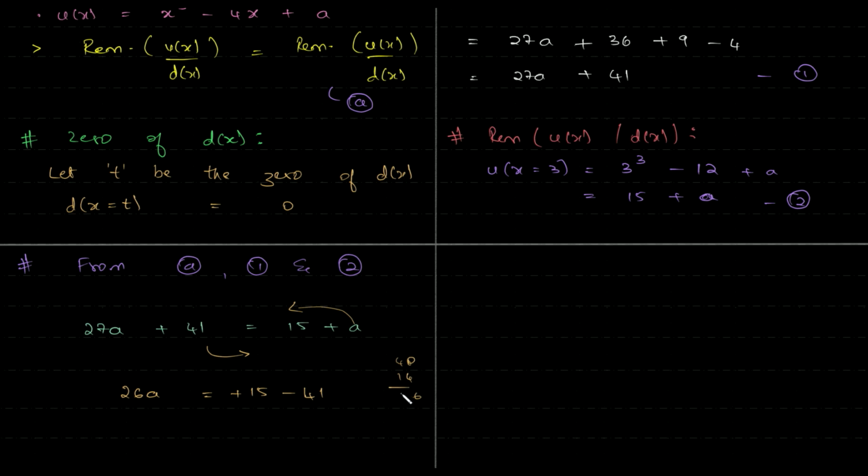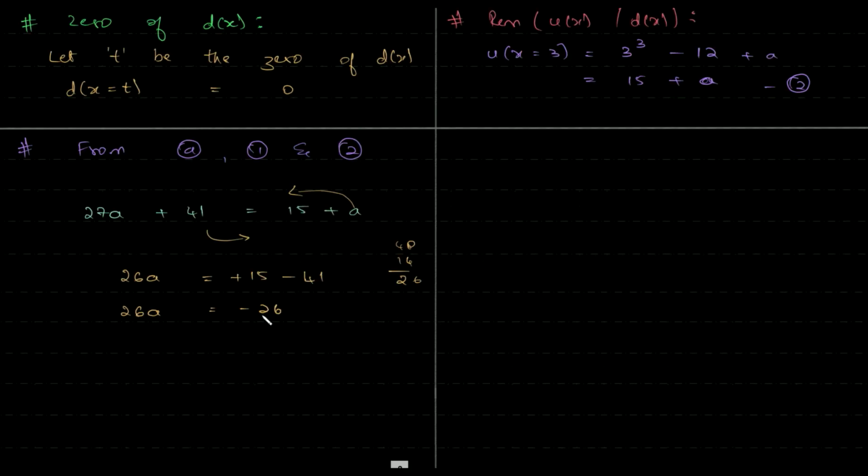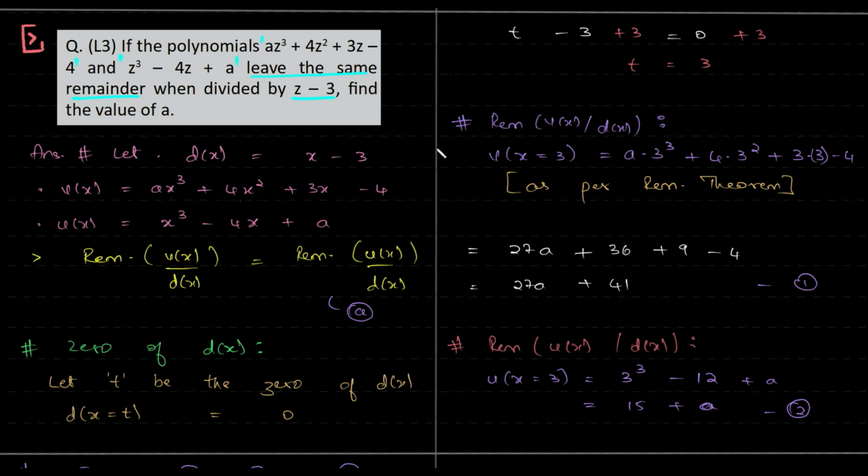So this is minus 26 itself. Good, I was afraid I would get some other number and fractions. If I got a fraction, I would have been a bit confused about whether I got the right answer or not. So 26a is equal to minus 26, so a is equal to minus 1. Okay guys, this is the extra funda. That's it. All we are doing is finding the remainders and equating them. Nothing fancy.